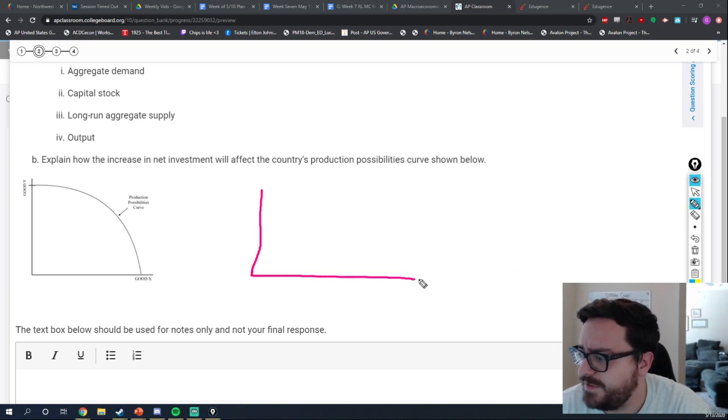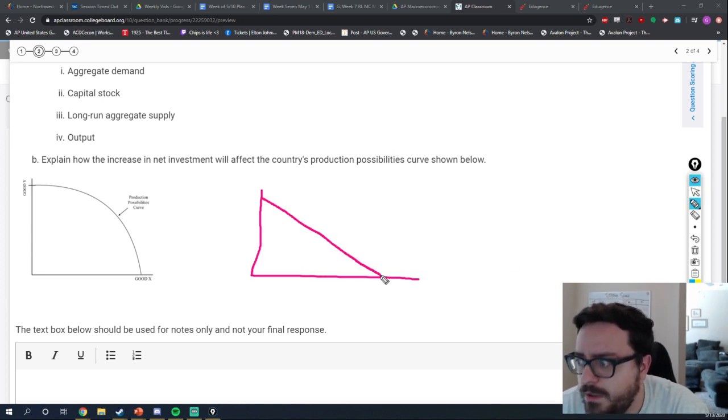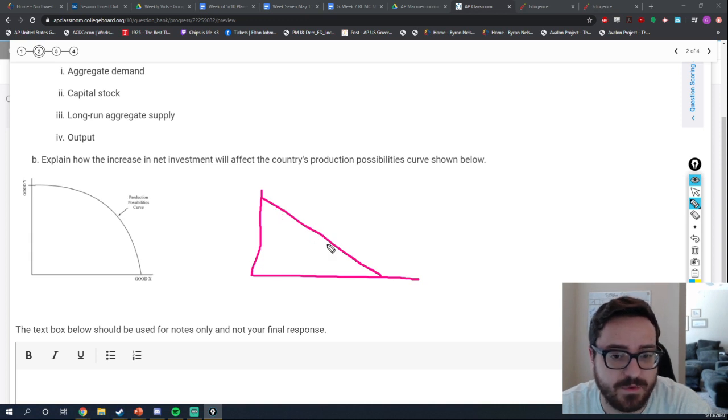If your two goods are the same, you should have a PPC that looks like this, where it's a straight line, where it's linear, which again means that you have constant opportunity cost, and that's because the two goods here are almost identical, or at least the ingredients, resources, and people used to make them are identical.